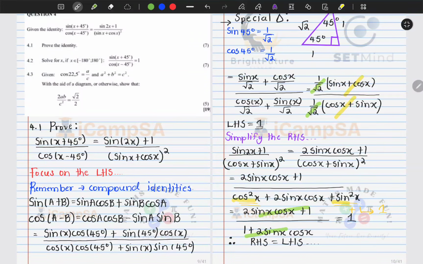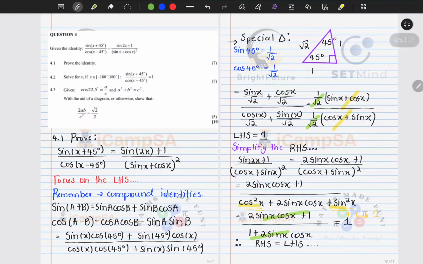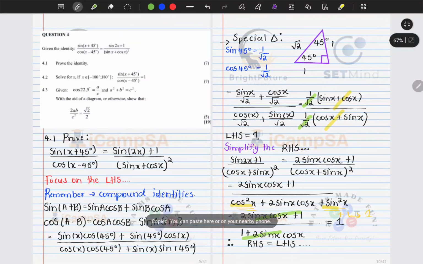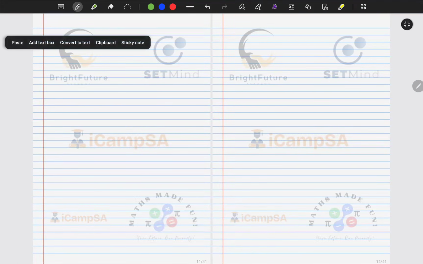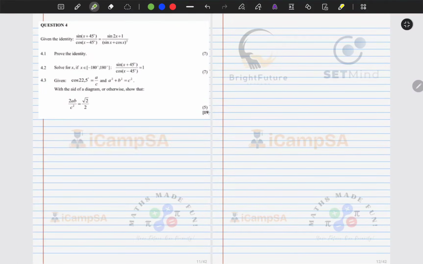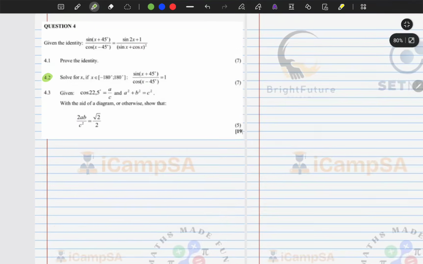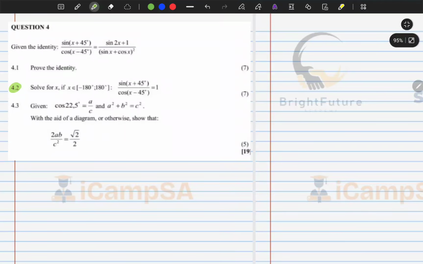Okay, so we're done with this problem here. So we can move to the next page. So this is our right-hand side. Okay, so they are indeed equal. Then we're going to go to 4.2. So with 4.2, this is what we are given, and we are required to solve for x.